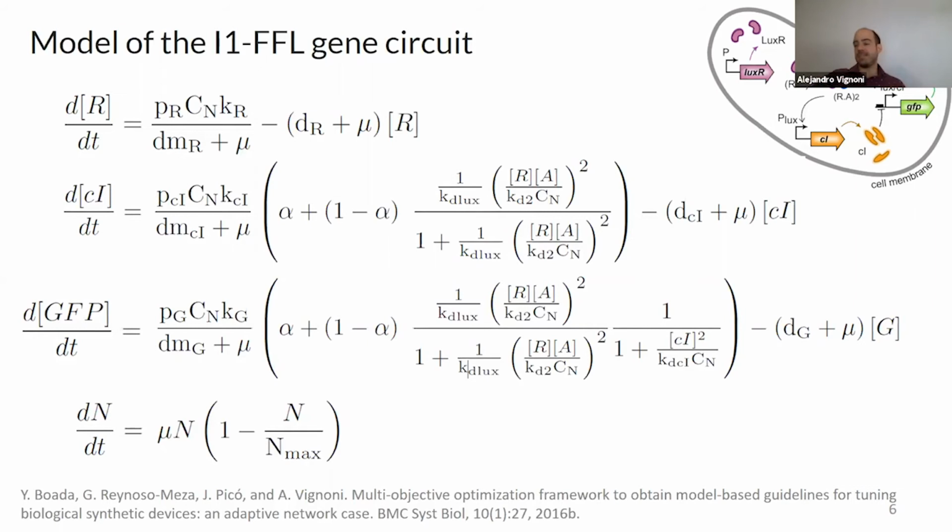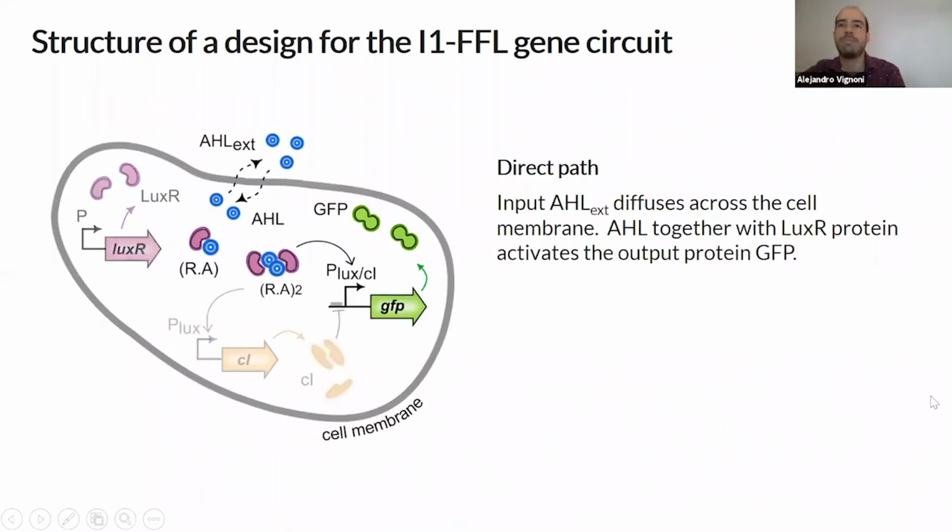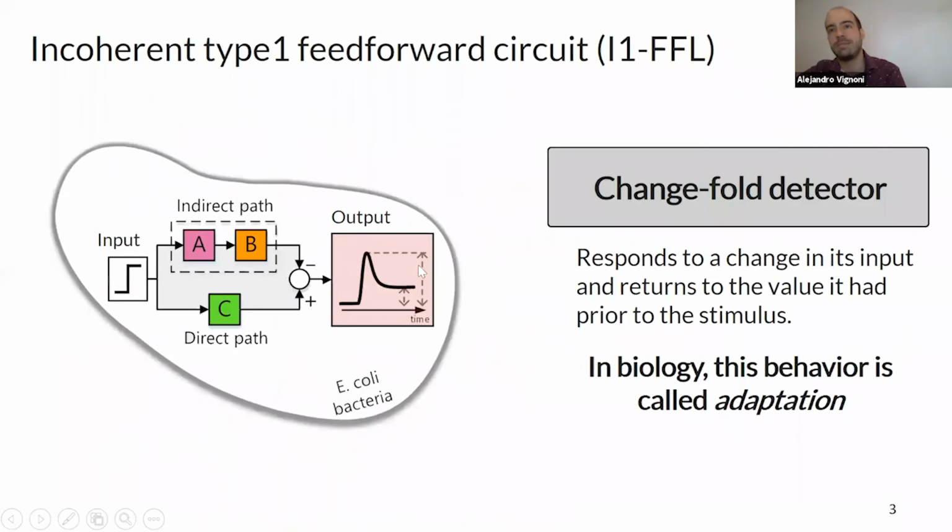So in this case, let me put it into the example exactly. In this case, we wanted to know how to build the circuit, which parts to use in the lab to make it behave like this. When I put AHL, it has a peak, and then it goes back.